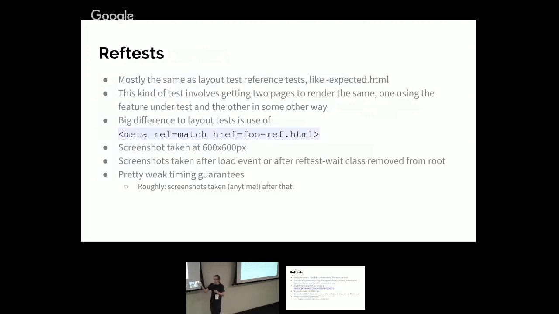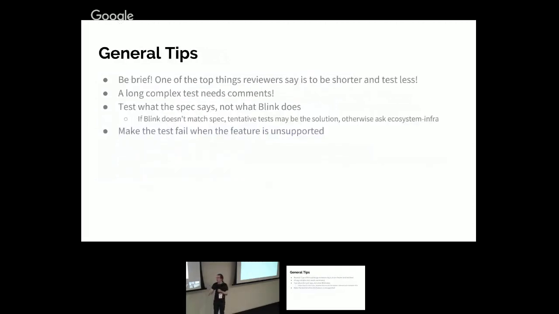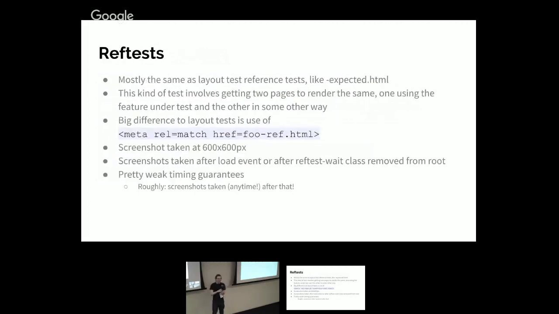The other test type is Reftests, which work in vaguely the same way as layout tests reference tests, but have one very big difference, which is that they refer to the reference with an element within the document rather than being based on the file name. Basically, you take a screenshot of that and the reference, and you compare them. And you have some control over the timing, but only insofar as it's taken after a certain point, but not when after.